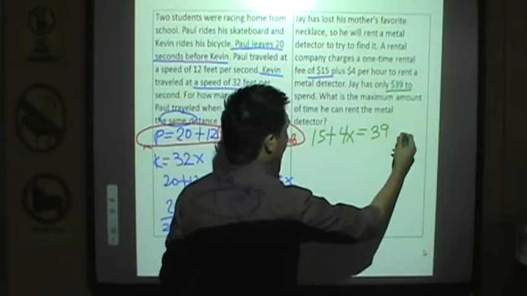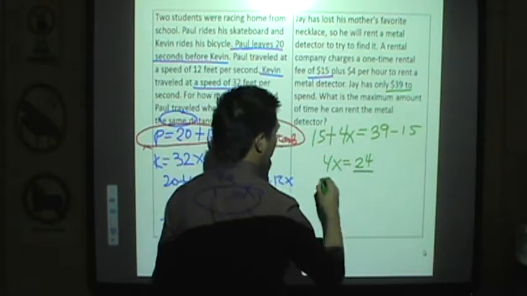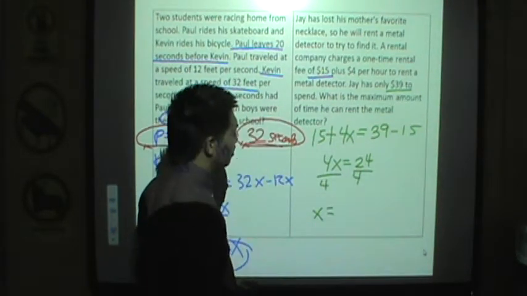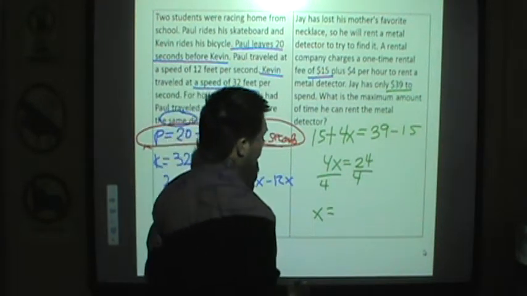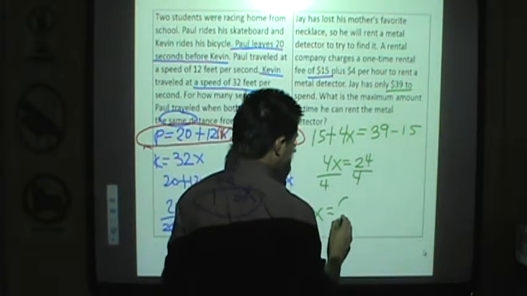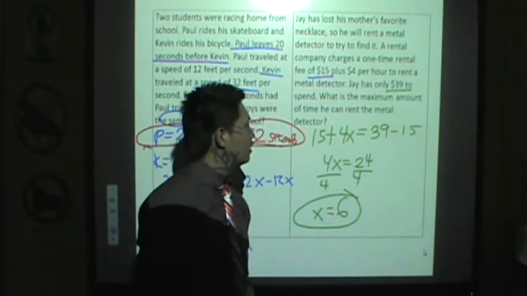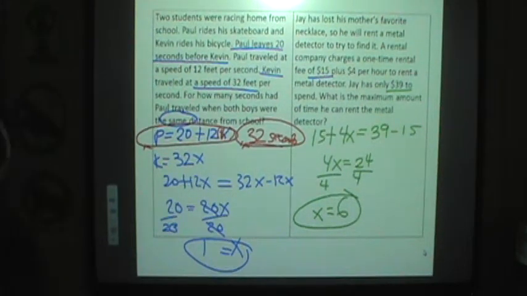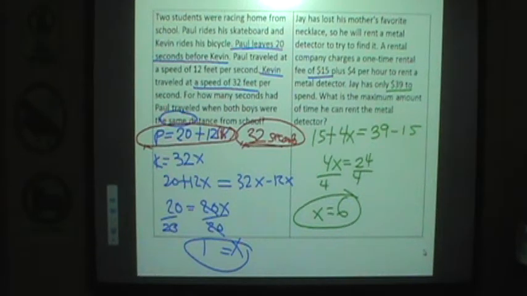So move the 15 over, it becomes minus 15, and now you have 4x equals 24. Divide both sides by 4. And now x is equal to 24 divided by 4, which is 6. Okay, that's about it. With his budget of $39, he will only be able to use the metal detector for 6 hours. Okay?